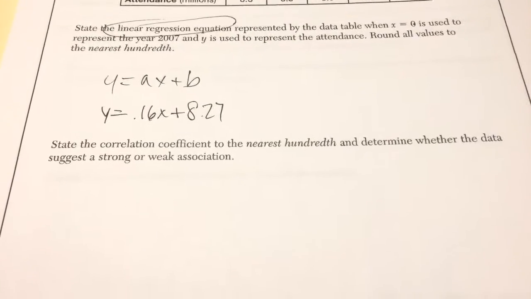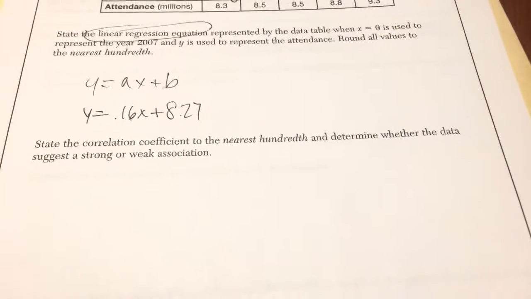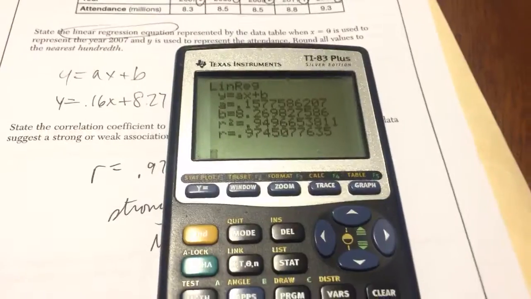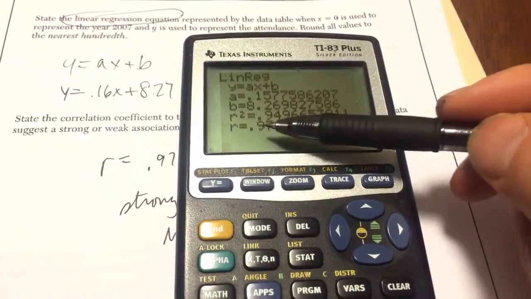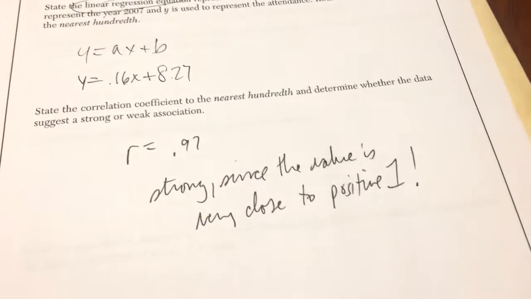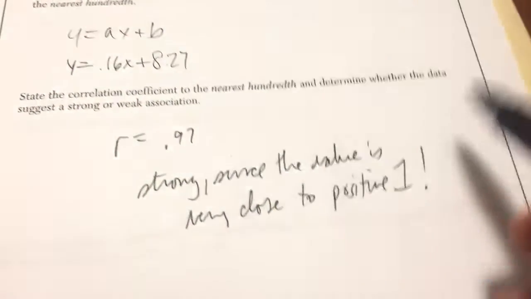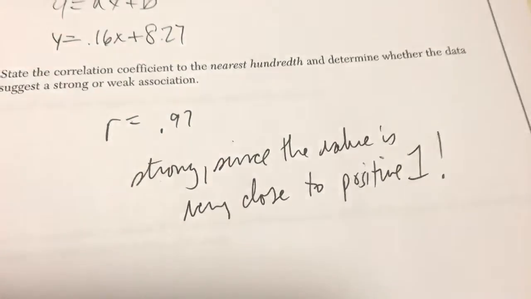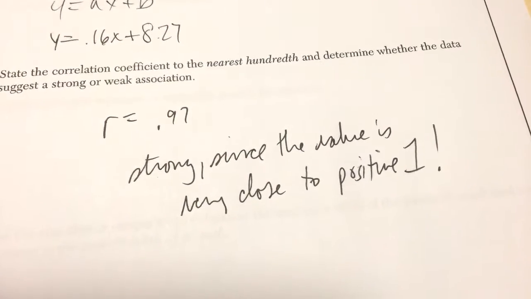Now state the correlation coefficient to the nearest hundredth and determine whether it's strong or weak. The correlation coefficient is the r. So I'm going to state the correlation coefficient to the nearest hundredth. That's 0.97. Determine whether it's a strong or weak correlation. It's strong since the value is very close to positive 1.